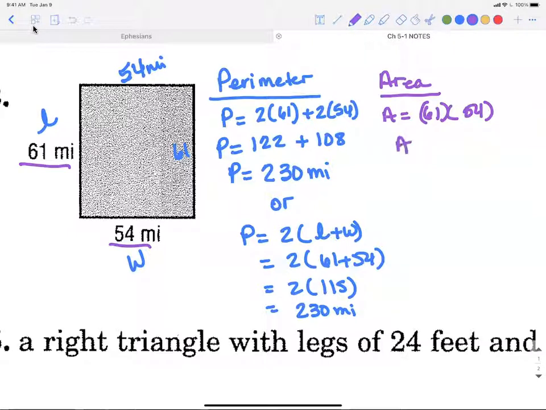Let's see, area equals 3,294. And then how would I label it? Somebody that hasn't answered yet today. You've answered. Somebody that hasn't answered. Yes, Logan? Miles what? Miles squared. Remember on the multiplication, it's squared. Okay.